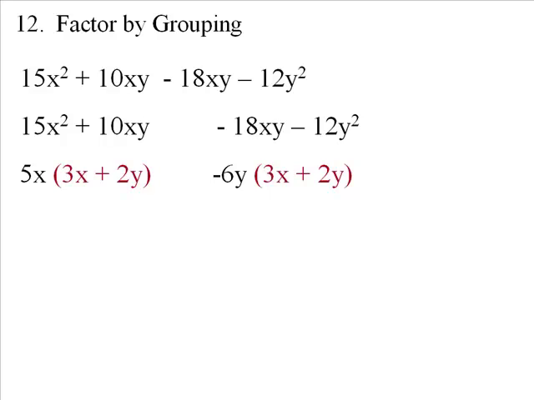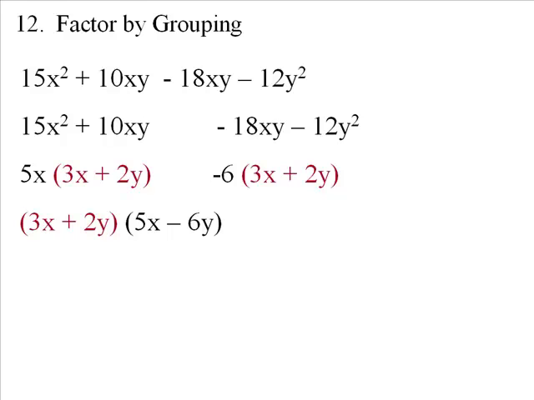Now the red we can write out front, and when we do that we're left with 5x minus 6y. So your final answer, 3x plus 2y is one factor, and 5x minus 6y is the other.